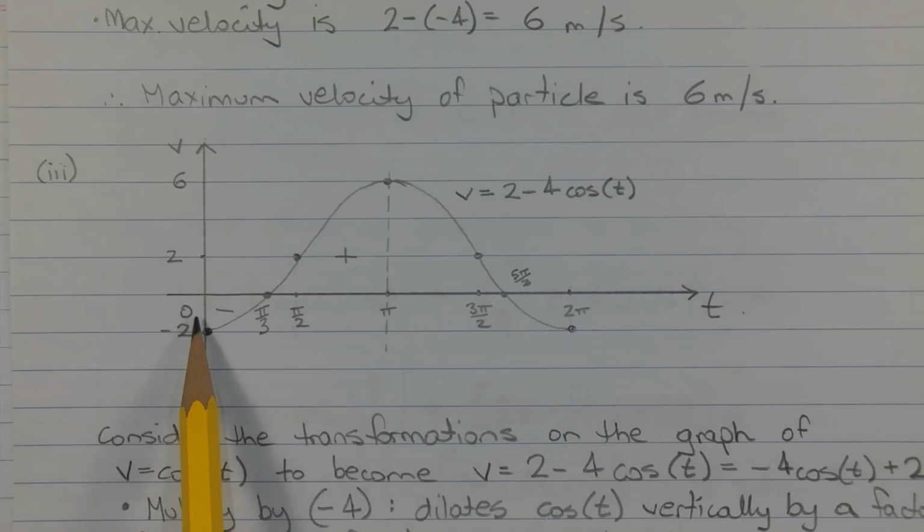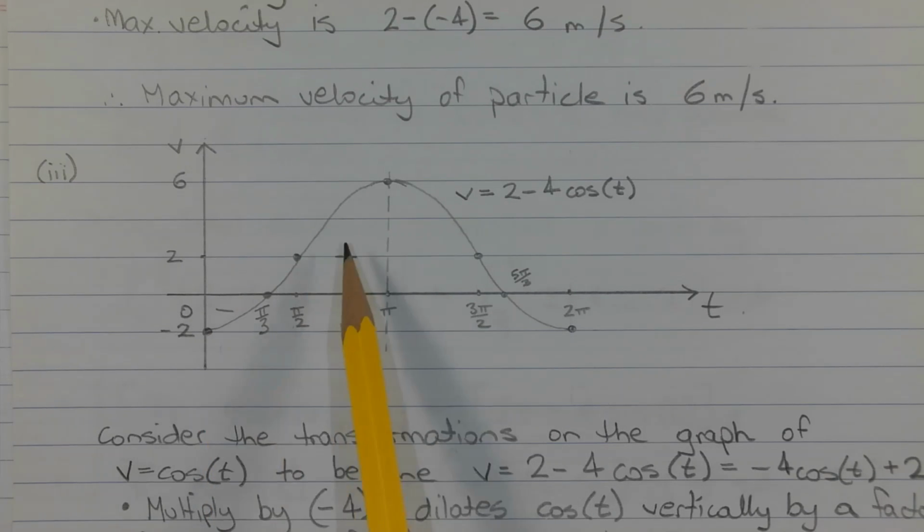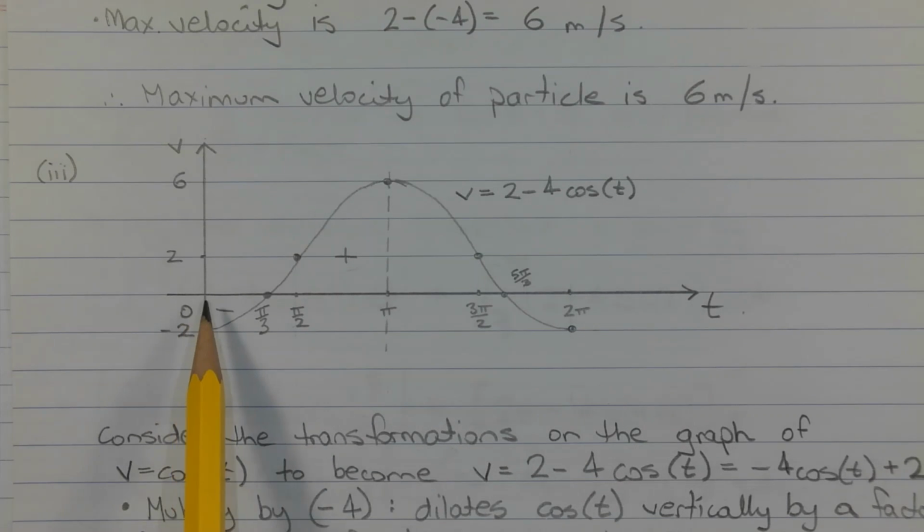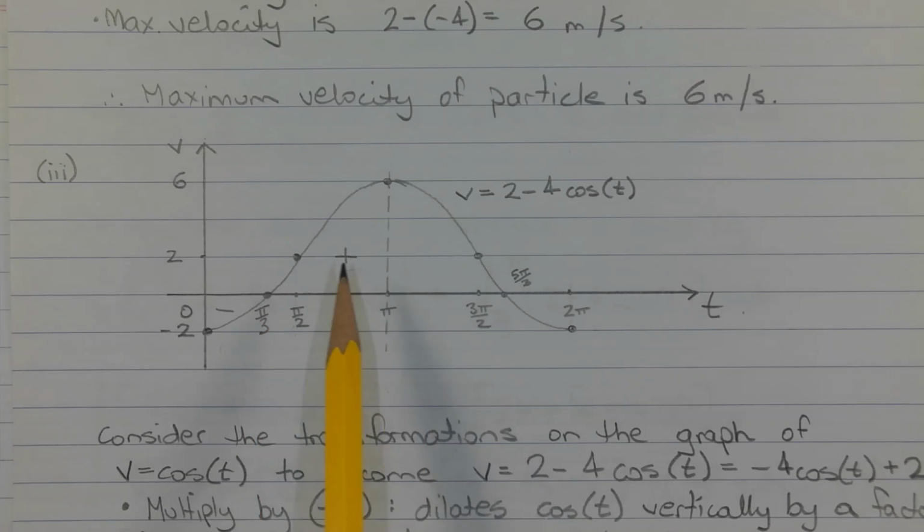Now we know that the area is going to be negative from t equals 0 to t equals pi over 3. So when we're performing the integration, we need to use the absolute value function to convert this negative area into a positive area, and then we add it to this positive area, and then we'll get the total distance travelled. So we'll need to split the integral up into two separate integrals, one between 0 and pi over 3, and the other one between pi over 3 and pi.